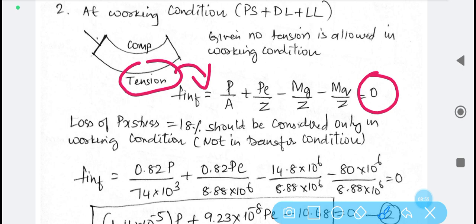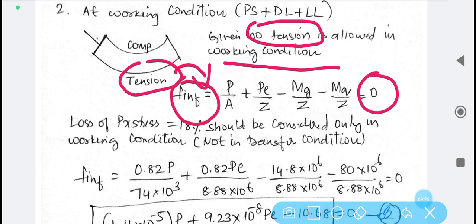See, one more major condition I specified in the beginning: no tension is allowed in the working condition, which means tension is totally 0. The fundamental aim of pre-stressed concrete is to nullify the tension. During both the transfer condition as well as the working condition, tension is totally 0, and where the tension is acting, the relevant expression has to be chosen. That is, we have chosen F inferior here. The problem hint has to be analyzed very carefully, and the suitable expressions have to be taken care of.